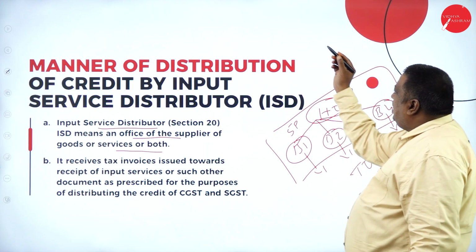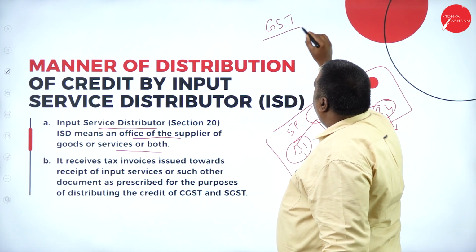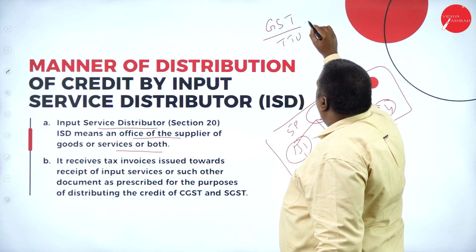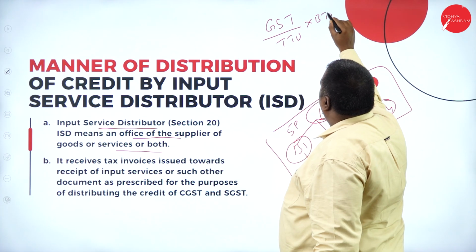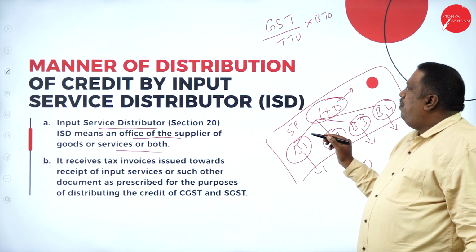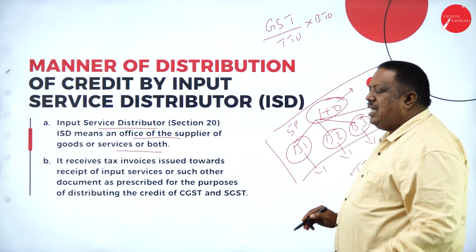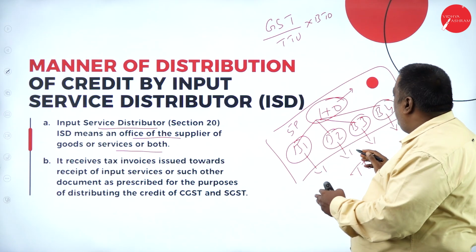The formula is very simple here. GST divided by total turnover into branch turnover. Whatever GST we have paid here will be divided by total turnover into branch turnover, and whatever it is, that will be distributed to the individual branches.